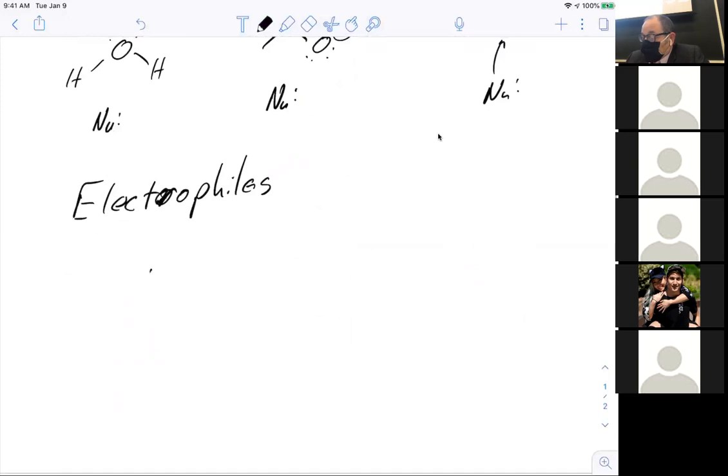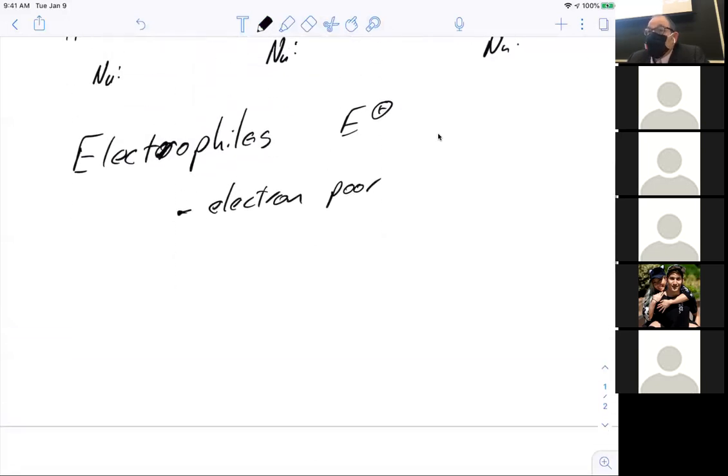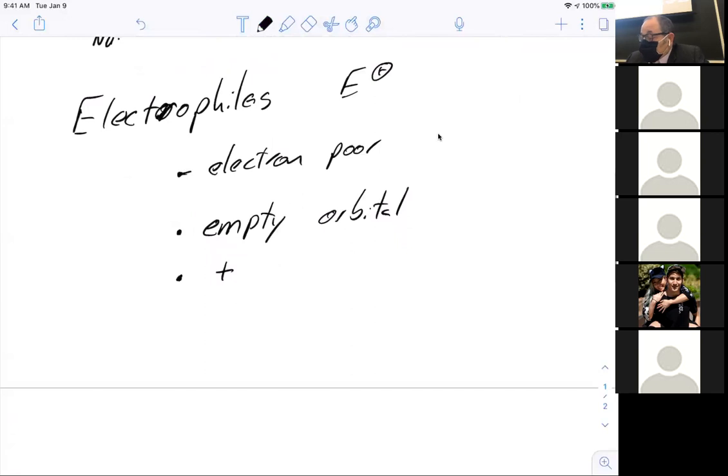Okay, for electrophiles, I use the abbreviation E+. Here, these are electron poor species. So things with an empty orbital, things that are positive, and things that are partially positive.